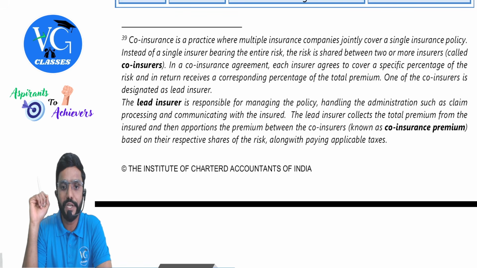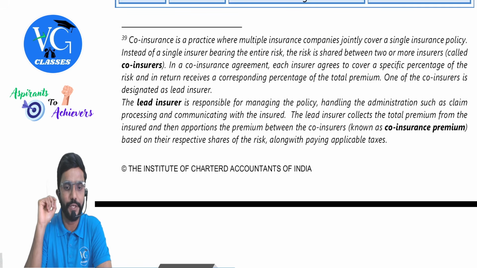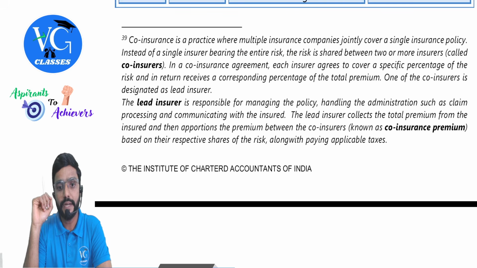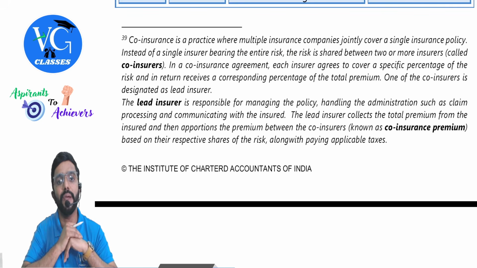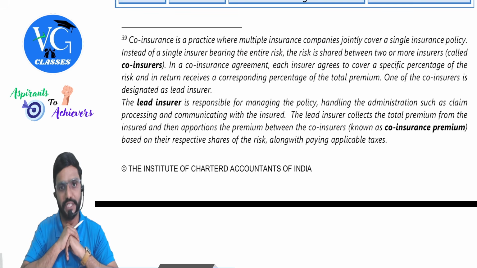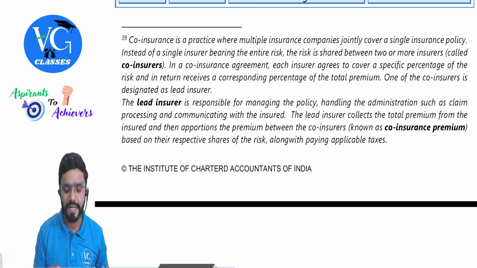In a co-insurance agreement, each insurer agrees to cover a specific percentage of risk and in return receives a corresponding percentage of total premium. Means they will share the risk and also they will share the premium in proportion to their risk, guys. One of the co-insurers is designated as what?